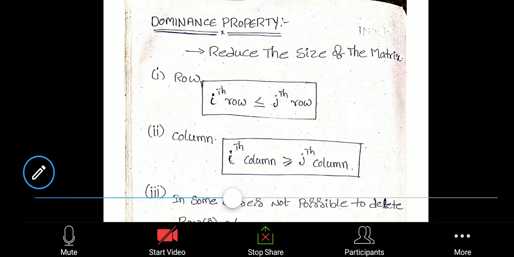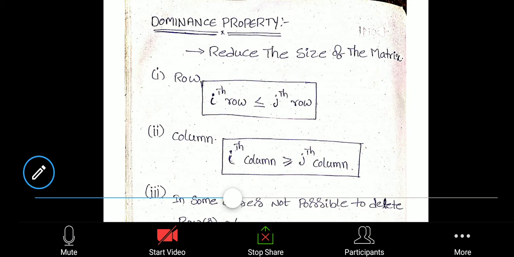Hello everyone. Next concept is the dominance property. It will be used for reducing the size of the matrix. So if the matrix size is given as 3 by 3 or 3 by 4, and in that matrix the saddle point is not obtained, we will go for applying the dominance property to reduce the size of the matrix.